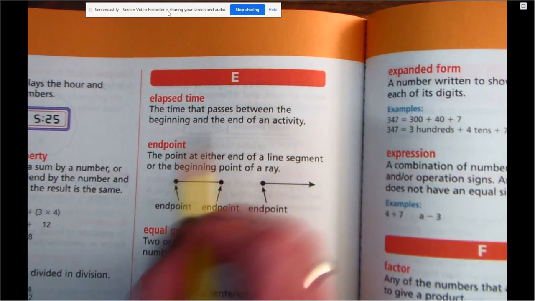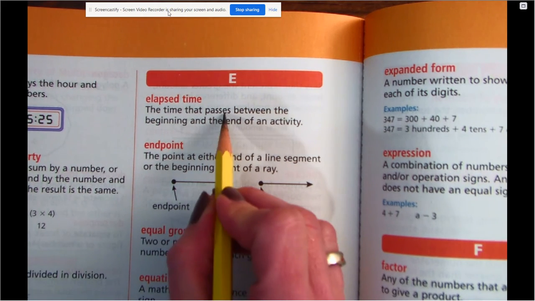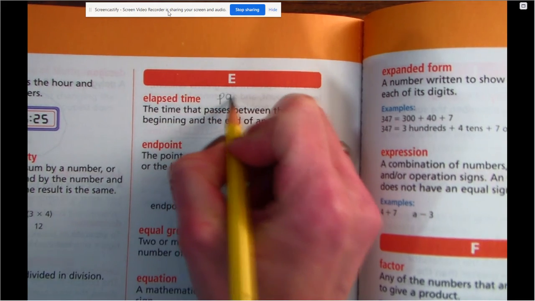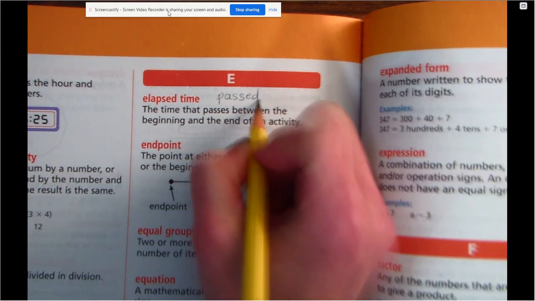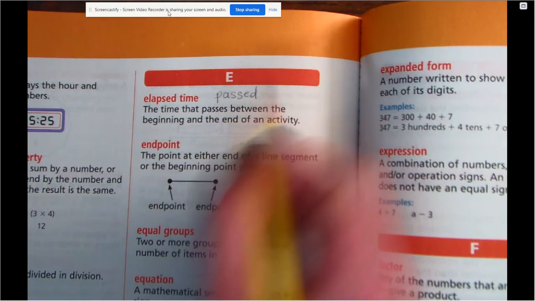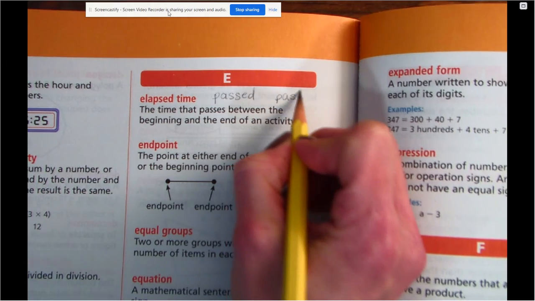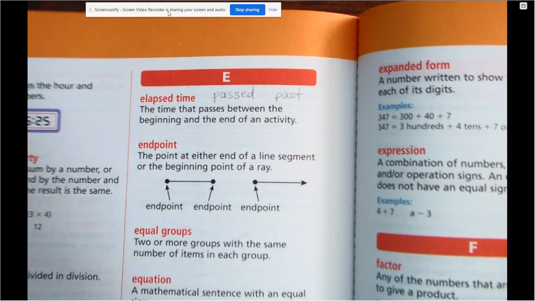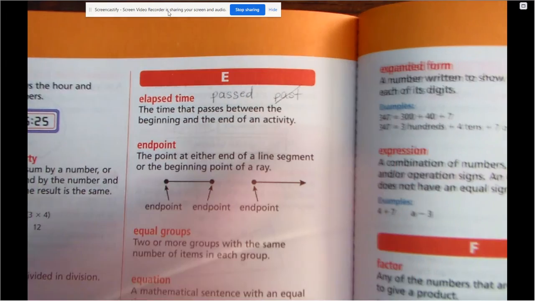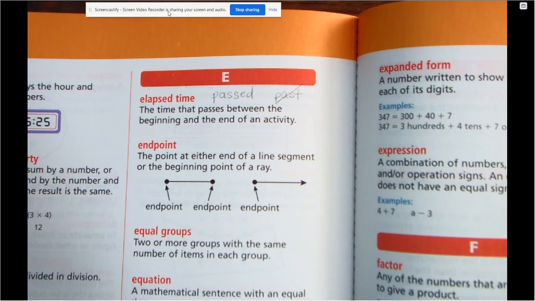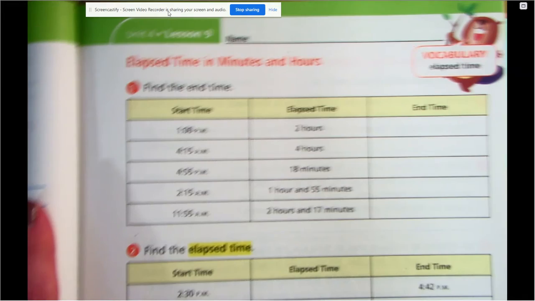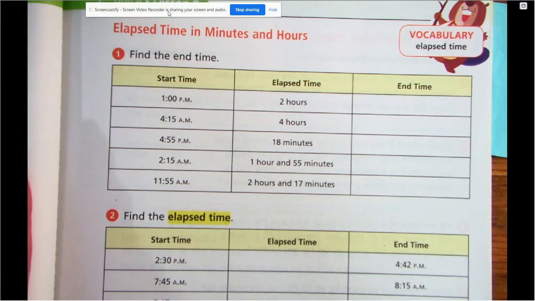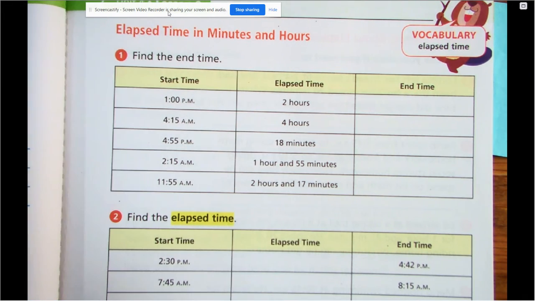Now, passes. So pass, when I say passed, like that, not the word past as in former time. So no, not that one. How much time has gone by, has passed. So we're going to do some different things today, and then I'm also going to show you how to figure this out using a T-chart during a different lesson.